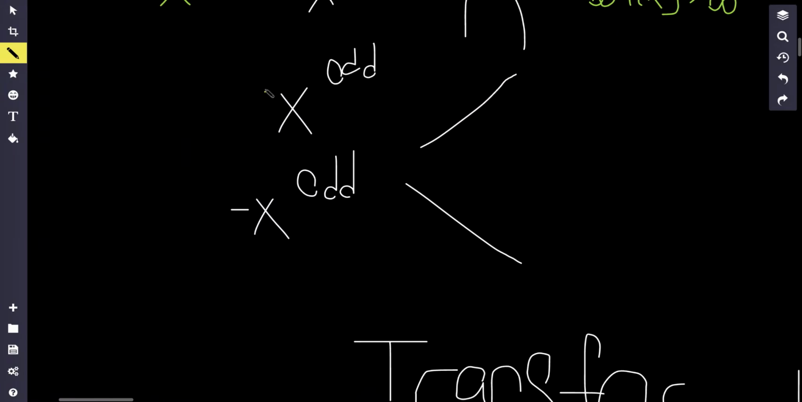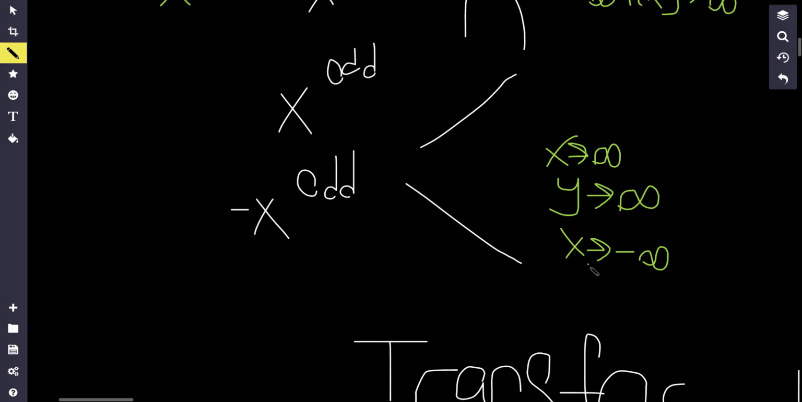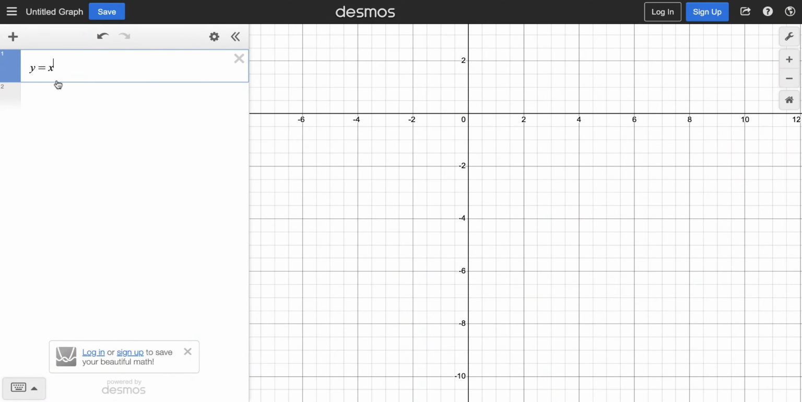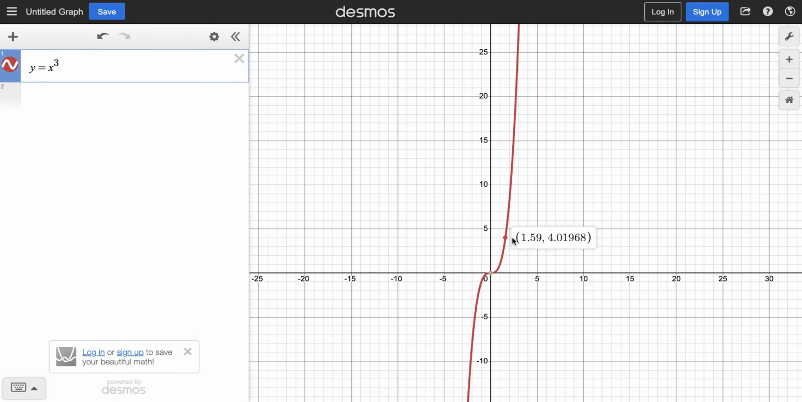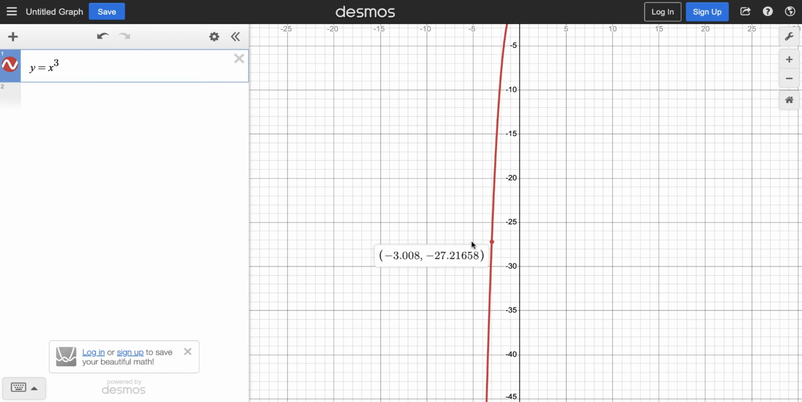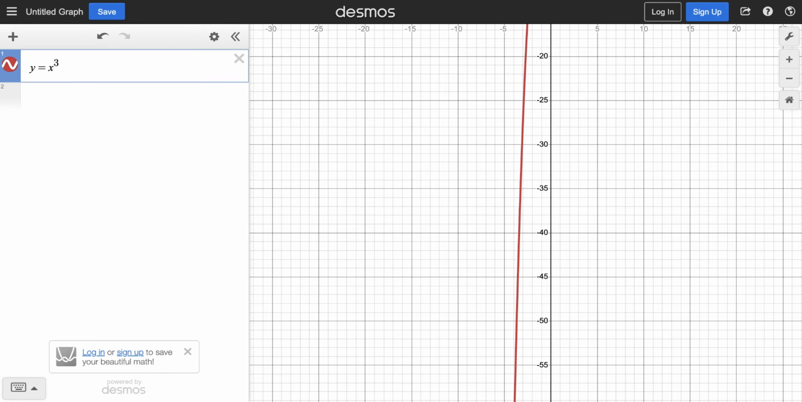Now, let's say I have x to some odd power. As our x value approaches infinity, our y value is also going to approach infinity, and as x approaches negative infinity, our y value approaches negative infinity for an odd function. You can see that in the example y equals x to the third power. As x approaches infinity, y also approaches infinity, and as x approaches negative infinity, y also approaches negative infinity.